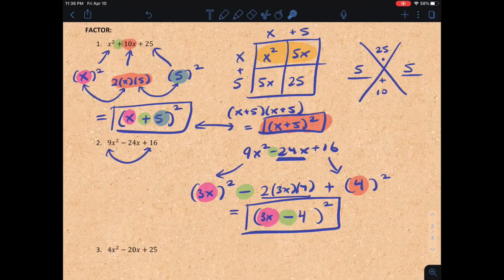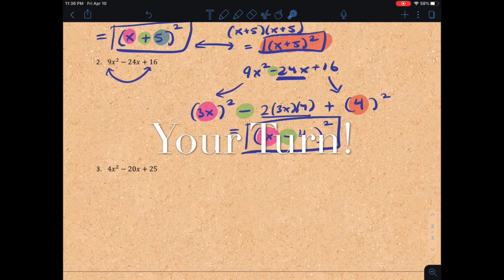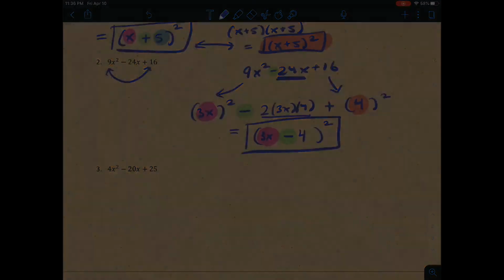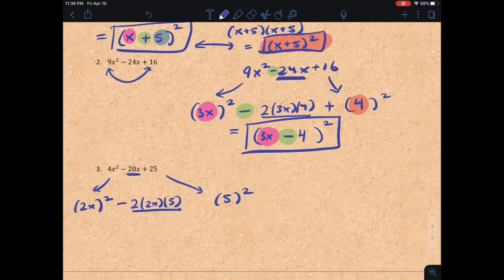At this time, I want you to try number 3 on your own, follow the same structure, and see how you do. So this first term here, I can write as 2x quantity squared. This last term here, I can write as 5 squared. Let's make sure I can get 20x by writing it as 2 times the first term times the second term. If you notice, I can. So let me put a minus sign and a plus sign here.